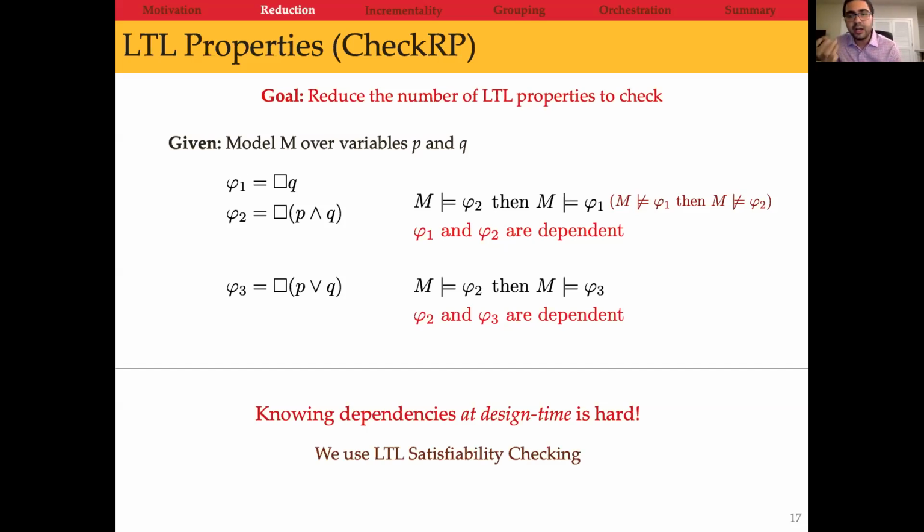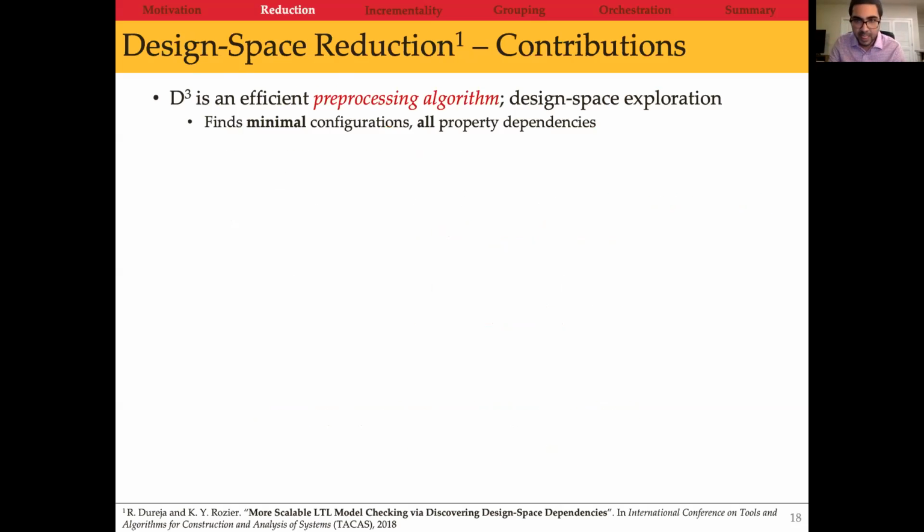So the D3 algorithm uses efficient LTL satisfiability checking to establish these dependencies offline. It implements this as a pre-processing step to establish the dependencies between properties, and then uses these stored dependencies at runtime to dynamically reduce the number of properties that are checked per model. So D3 is a very efficient pre-processing algorithm, and I emphasize the word pre-processing because we did not make any changes to a model checker.